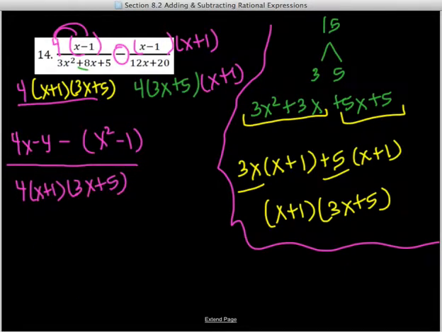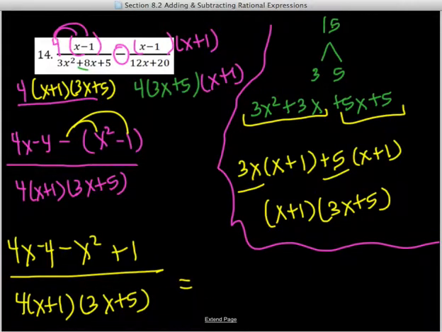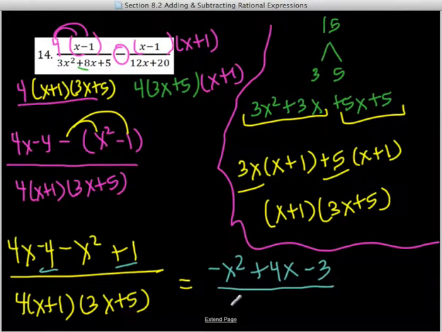Now I go ahead and distribute the negative here and combine like terms. So I have 4x minus 4 minus x squared plus 1 all over 4 times x plus 1, 3x plus 5, equals, let's go ahead and combine like terms. So I would have negative x squared plus 4x, negative 4 plus 1 gives me negative 3, all over 4 times x plus 1, 3x plus 5.